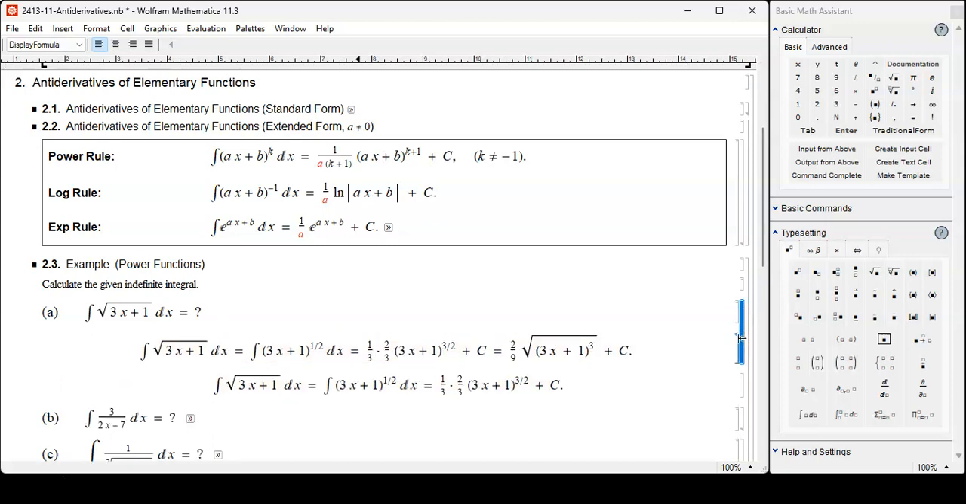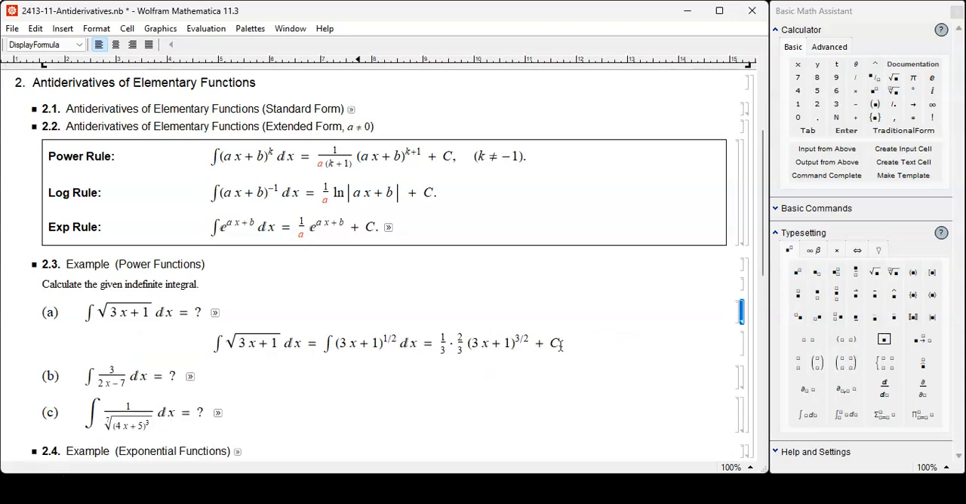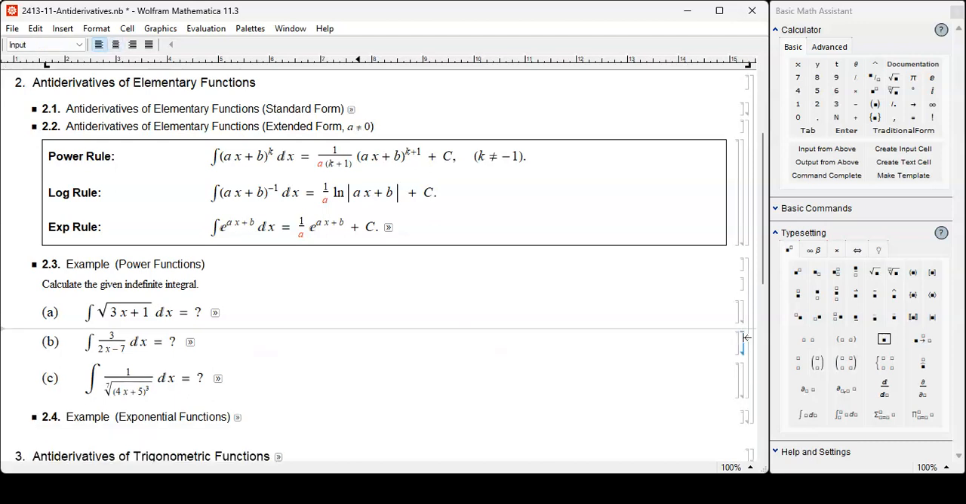What did I do here in the answer key? Here I did simplify, but it's not really necessary. How about the next problem?